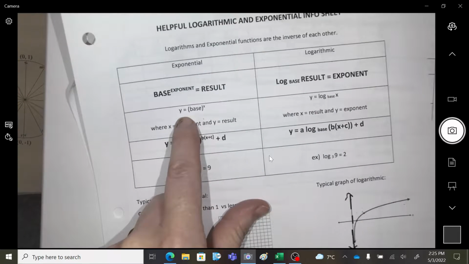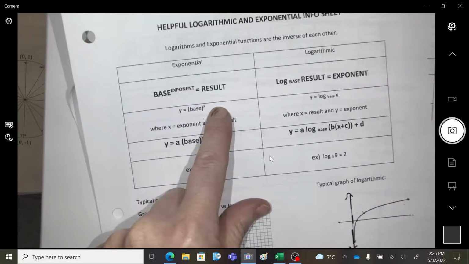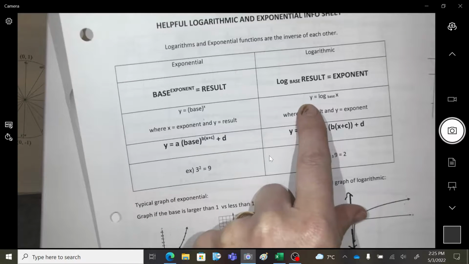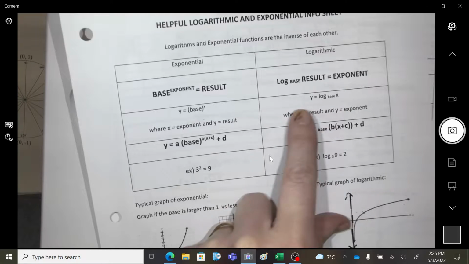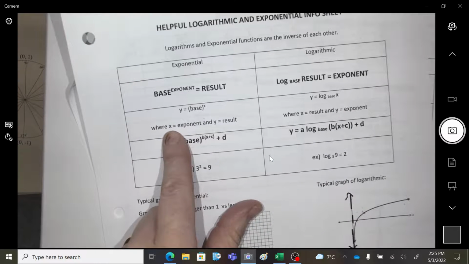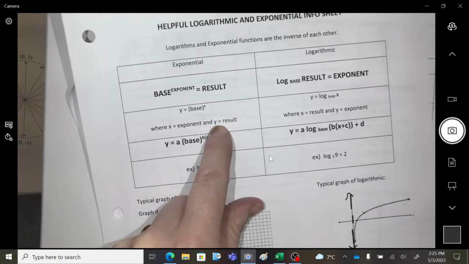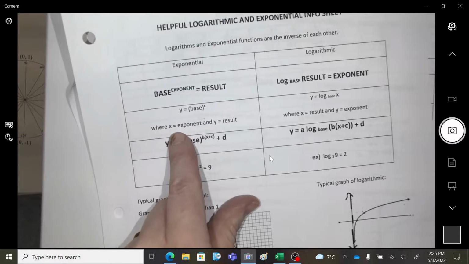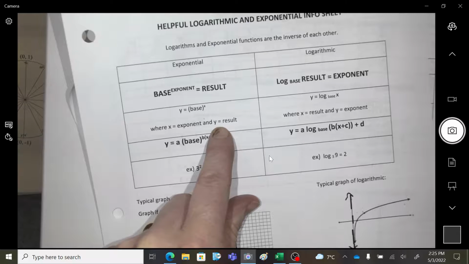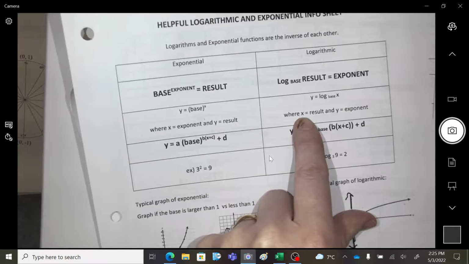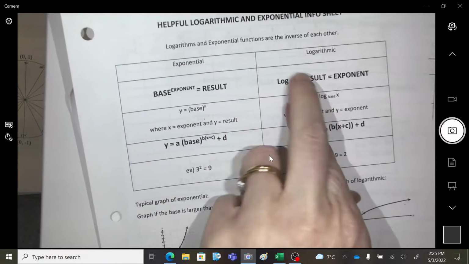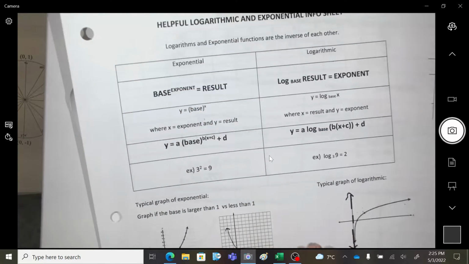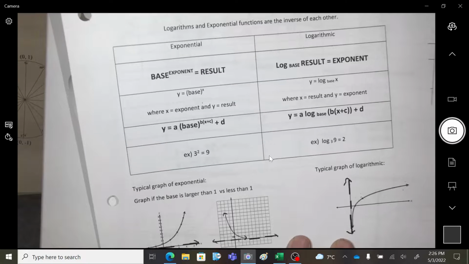So y equals base to the x, that's exponential. y equals log base x is logarithmic. In this scenario, x is the exponent and y is the result. We input the exponent and we get out the result. Here, x is the result and y is the exponent. So what do you think I did? Right, I switched x and y. Guess what we're going to do?